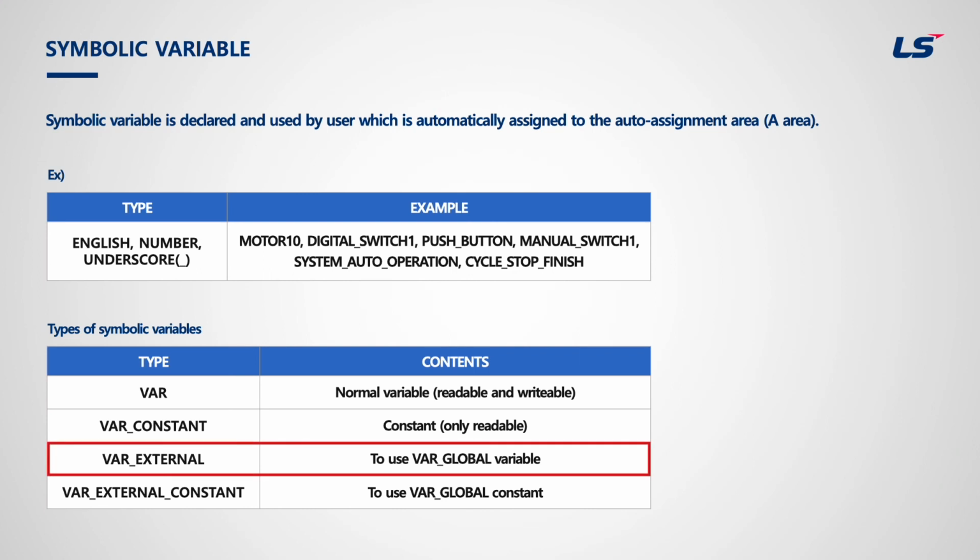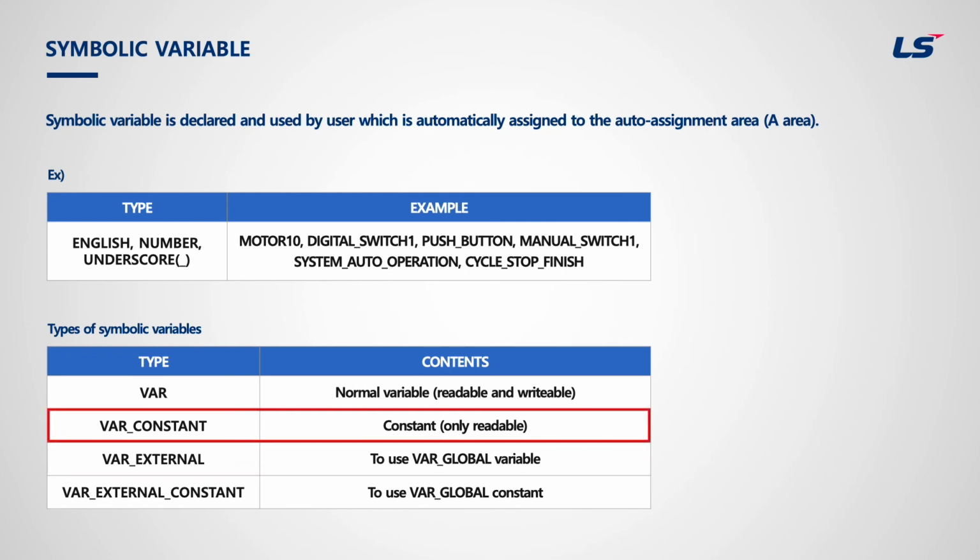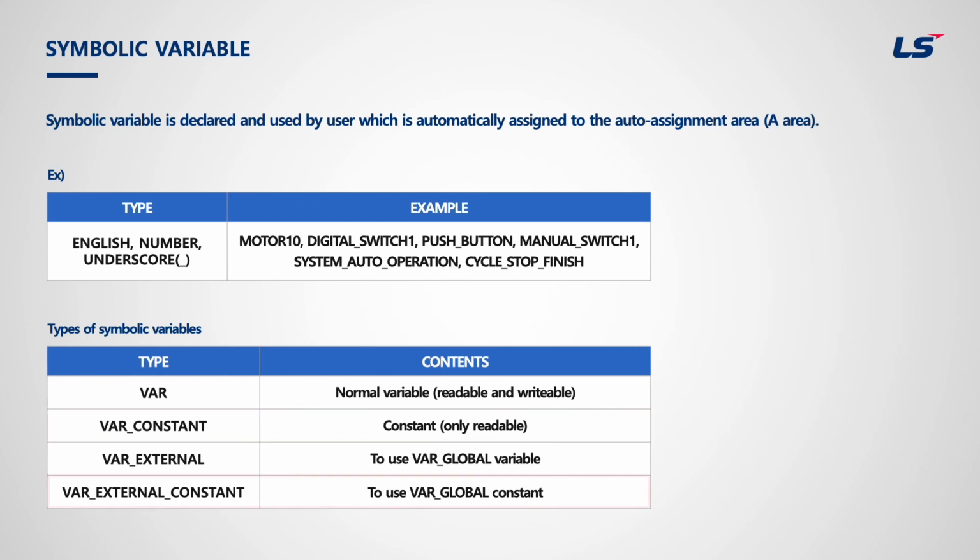If a user wants to set a global variable that can be used in all ladder programs, the variable needs to be set as VAR_EXTERNAL. VAR_CONSTANT is only a readable constant variable, and this kind of variable can also be set as global variable by setting VAR_EXTERNAL_CONSTANT. It is important to note that variables cannot have spaces, but can have underscore.